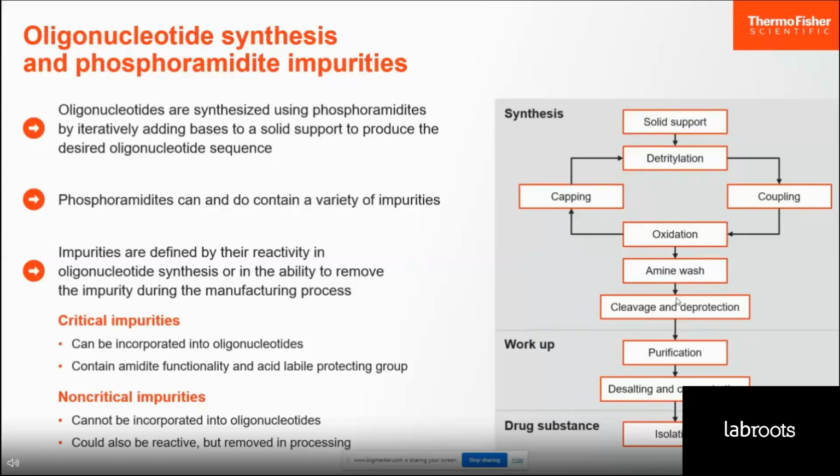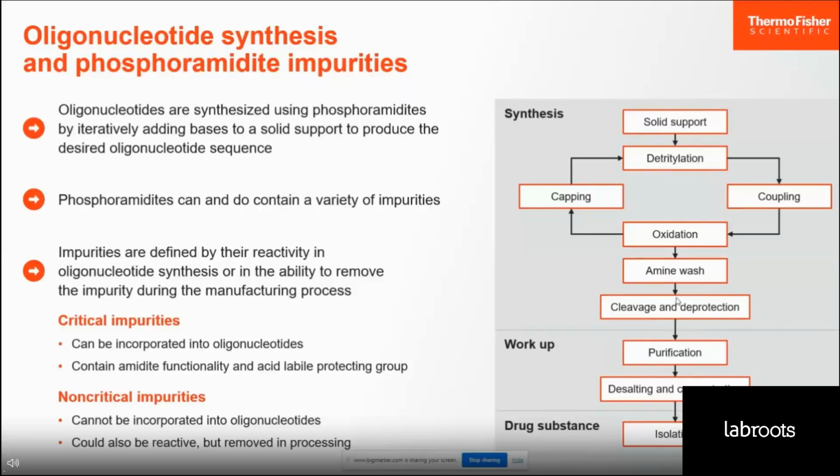Impurities are defined by their relative inability to be removed in the manufacturing process. So what type of impurities are there? And I've listed them here. They fall into two main categories, the critical and non-critical. Critical impurities are ones that allow for participation in the synthesis that may cause things like branching or deletion or reverse bases.